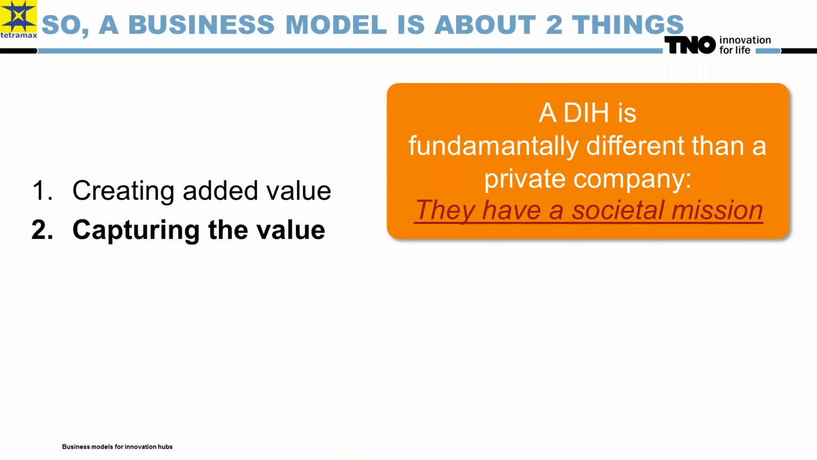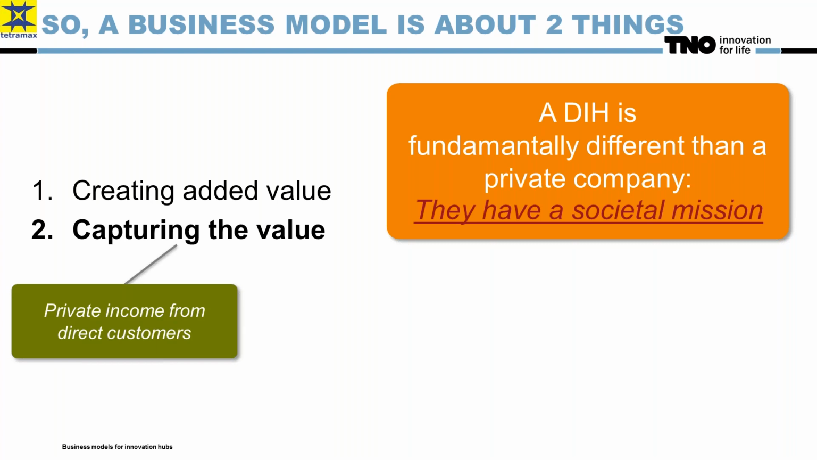And that was the second element of a business model. And I can tell you that one of the things I also learned is that very often those business models of digital innovation hubs are discussed as if it is a private company. And I can tell you that that's not the case. Usually digital innovation hubs are public-private partnerships, and they've got a societal mission.